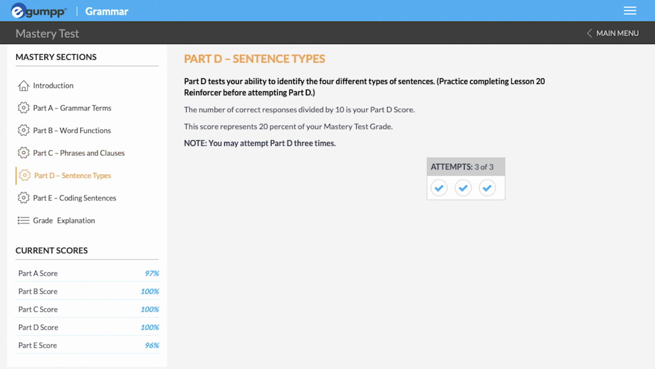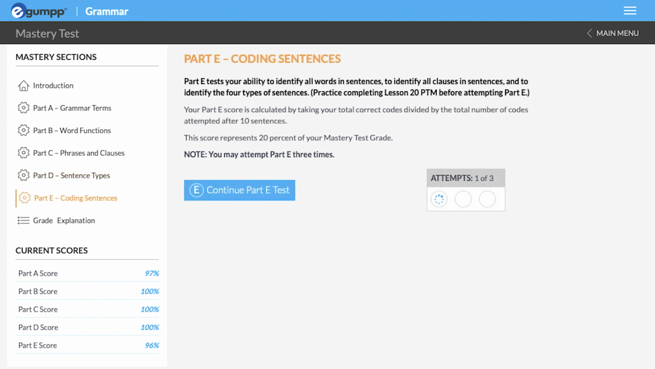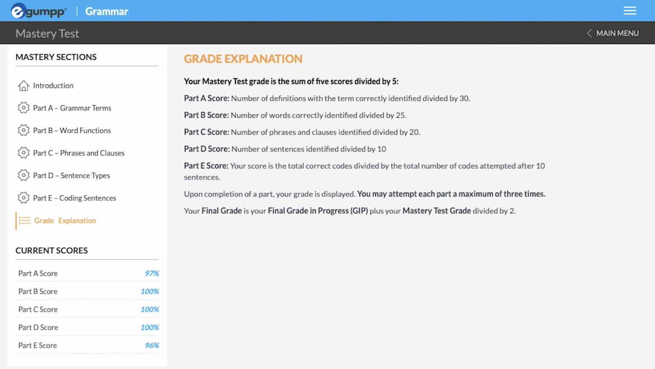Part D tests your ability to identify the 4 different types of sentences. Practice completing the Lesson 20 reinforcer before attempting Part D. Part E tests your ability using the EGUMPP coding system to identify all clauses, the type of sentence, and the function of all words in a sentence. Practice completing Lesson 20 PTM before attempting Part E. Your final grade is your 20 lesson grade plus the mastery test grade divided by 2. Hopefully, you will follow these procedures and earn a final grade of 91% or higher. If so, you will be on your way to becoming grammar literate.